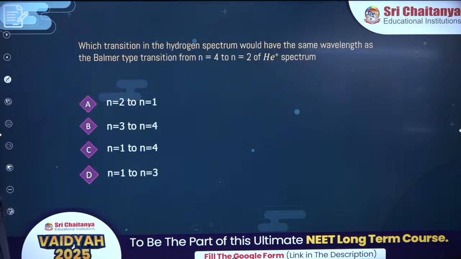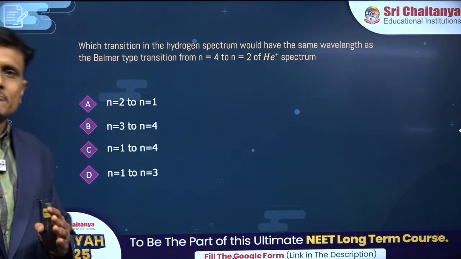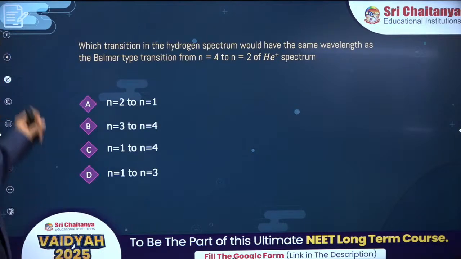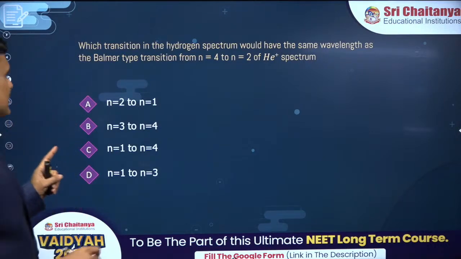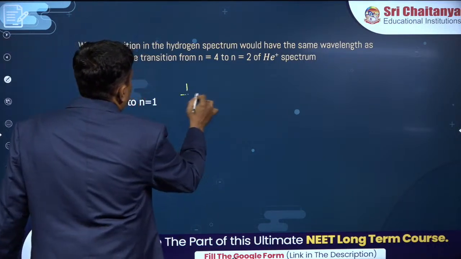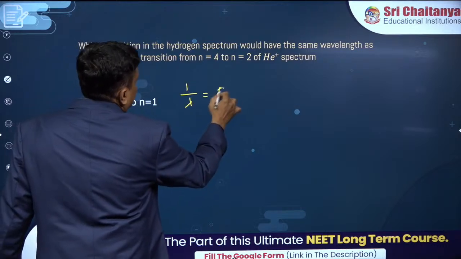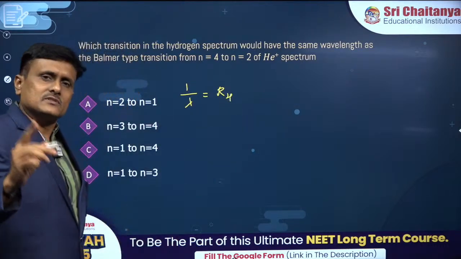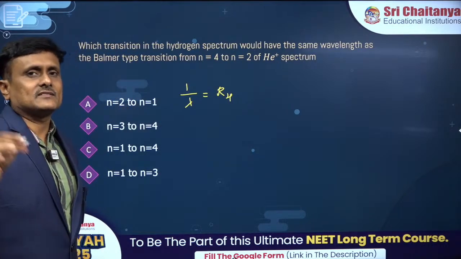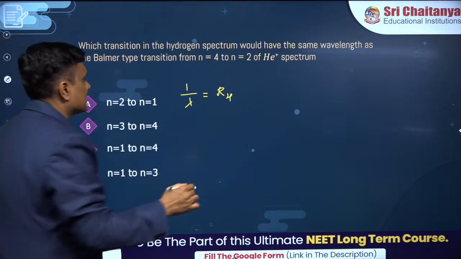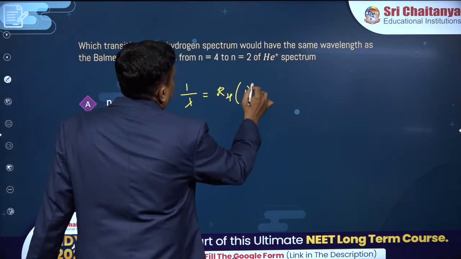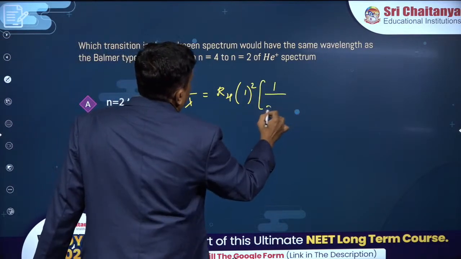Next. Yeah, simple question, frequently asked. What transition in the hydrogen spectrum would have the same wavelength? Now, what you need to write is 1 by lambda for the hydrogen atom. Don't try to substitute. Never ever substitute the Rydberg constant. It somewhere gets cancelled. You just see. Hydrogen is asking what transition.